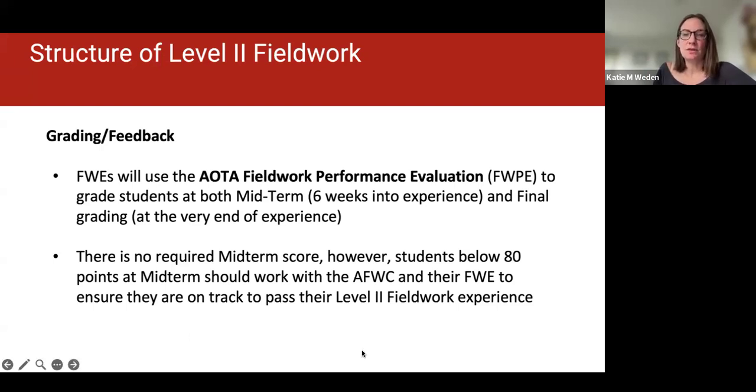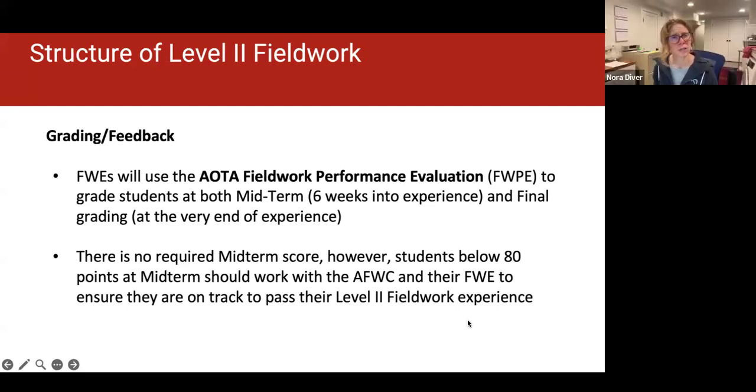So yeah, the midterm works as a good metric. But I have also had folks at that week 9 check-in where fieldwork educators have flagged some concerns, and we've put things in place to make sure that our student would be successful towards that minimum score on their final.